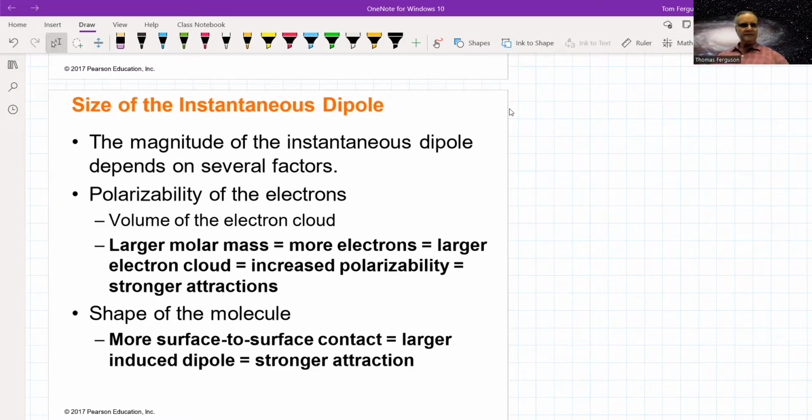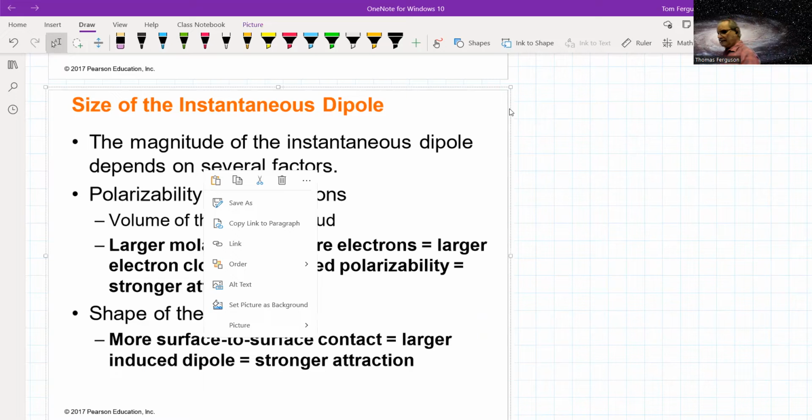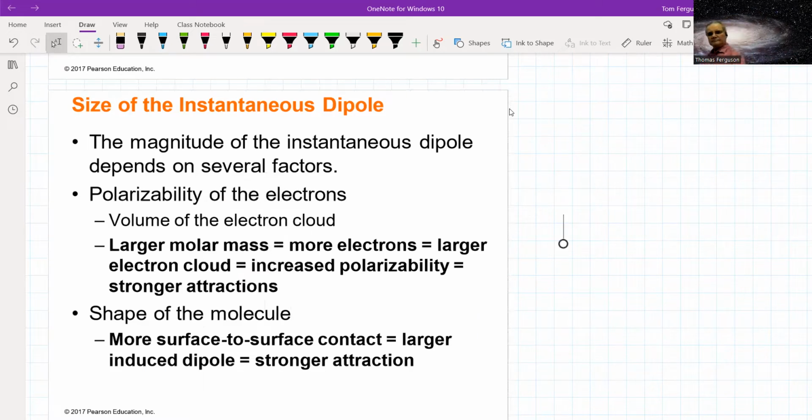That's what they're talking about here. So the more LDFs, collectively, the stronger the net IMF for the molecule. So let me give you some examples of that.